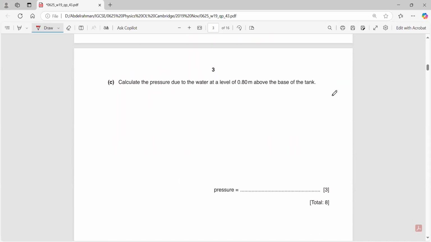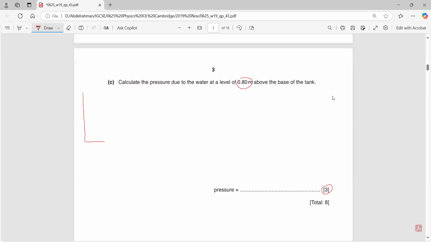Calculate the pressure due to the water at a level of 0.8 meters above the base of the tank. Again, read it carefully. So pressure equals rho gh. Is the height 0.8? No, it's not 0.8. And that's the trick of this question. He wouldn't give you 3 marks that easily. He has to trick you. The depth isn't 0.8, it's 0.8 above the base of the tank.